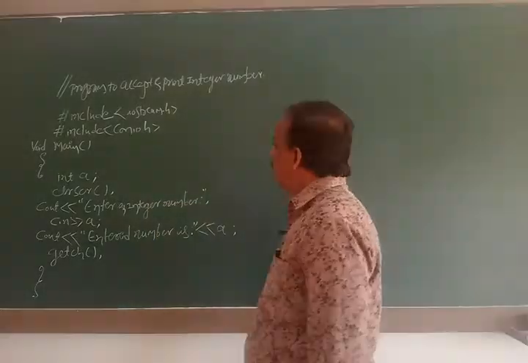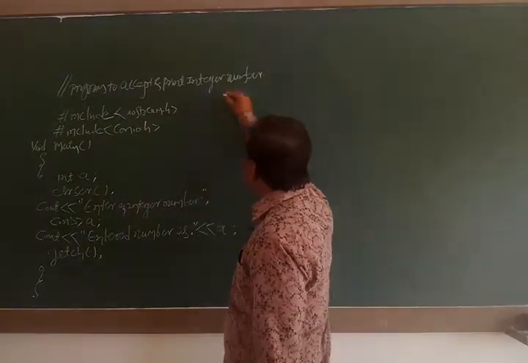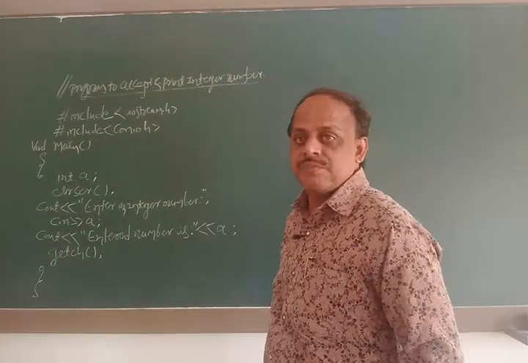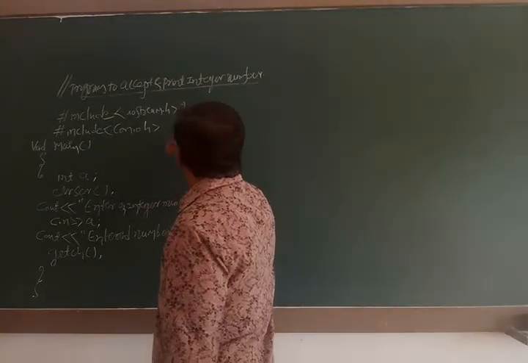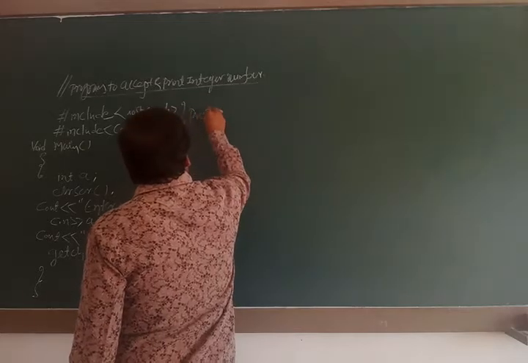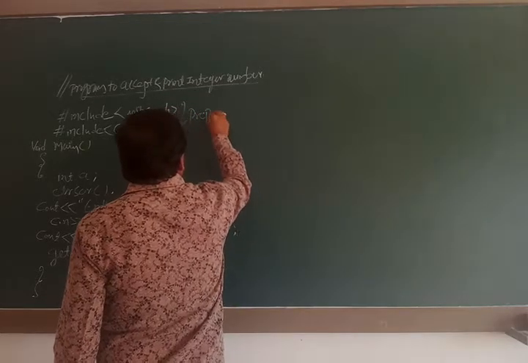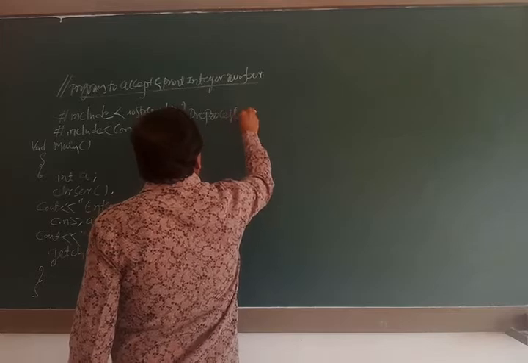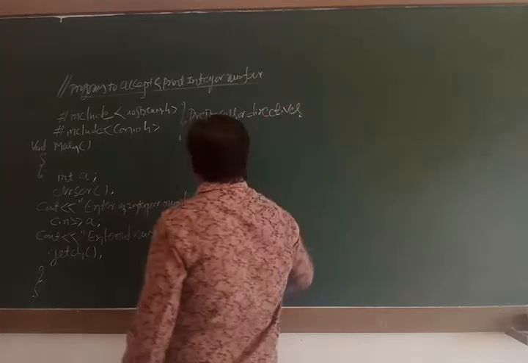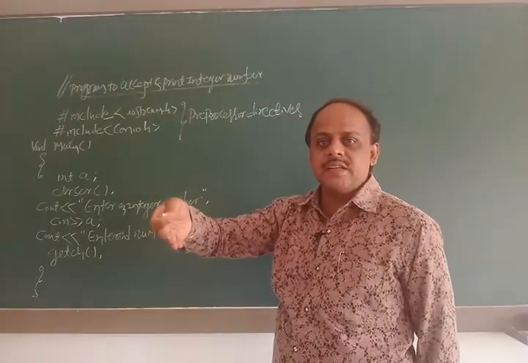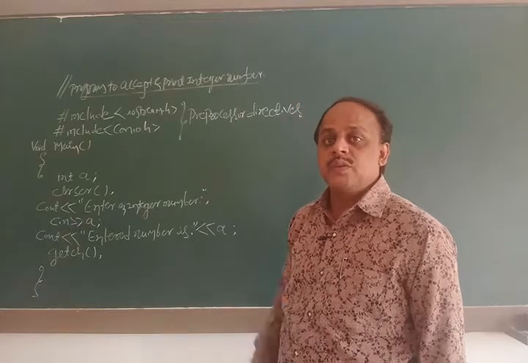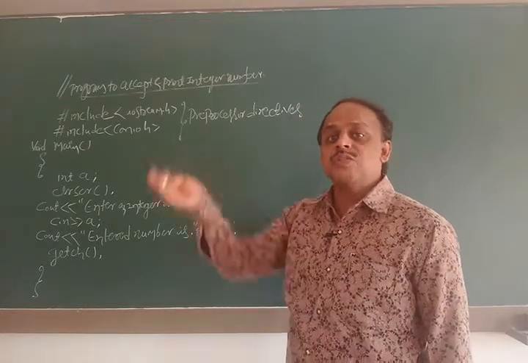So therefore this first line is nothing but the comment section, and next these two are nothing but preprocessor directives, right? First we have to write a comment, this is optional. Next afterwards we have to write the preprocessor directive. That preprocessor directive includes header files.